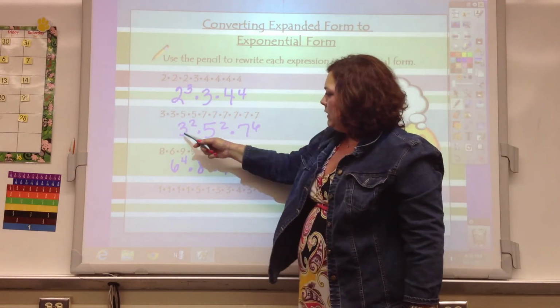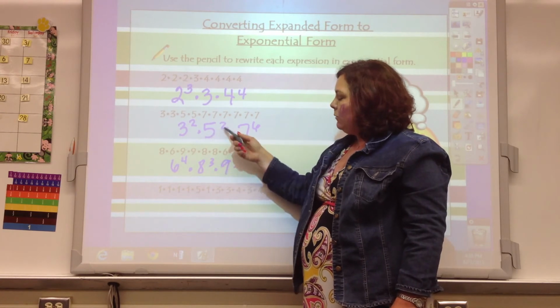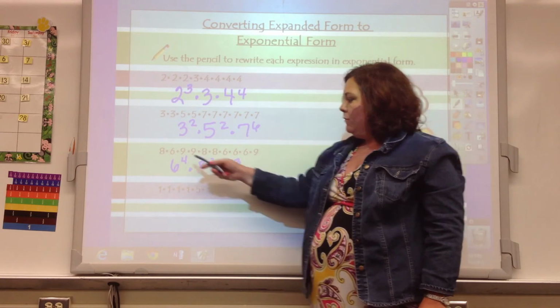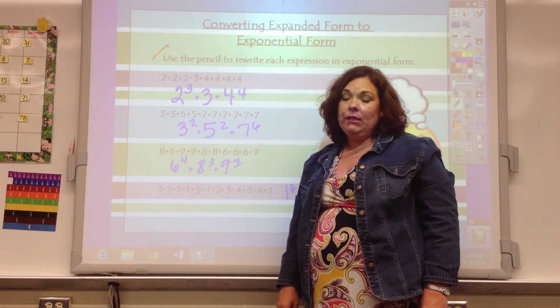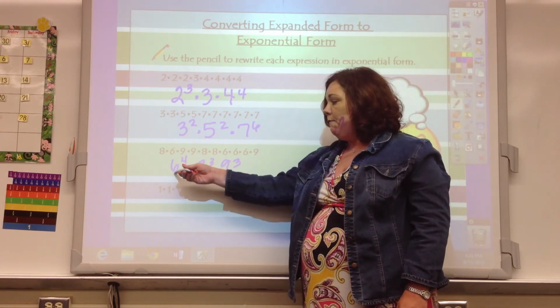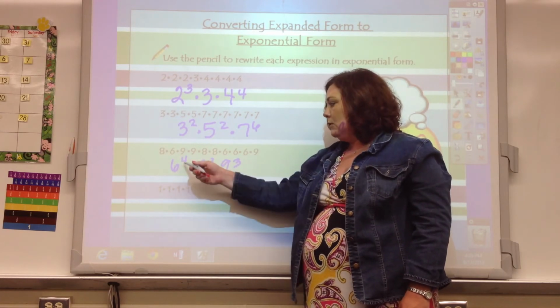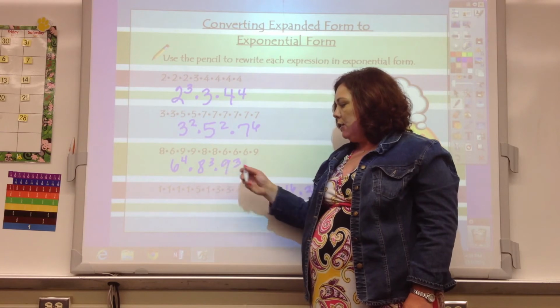This one was 3 squared, or 3 to the second power, times 5 squared times 7 to the sixth power. And this one, notice I put 6 first, and that's the standard form of dealing with numbers. You put the lowest number, the number with the lowest value first, and then put the exponents. So 6 is first, 6 to the fourth power, 3 cubed, and then 9 cubed.